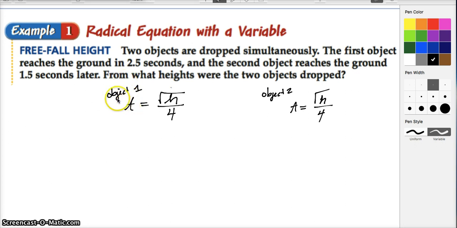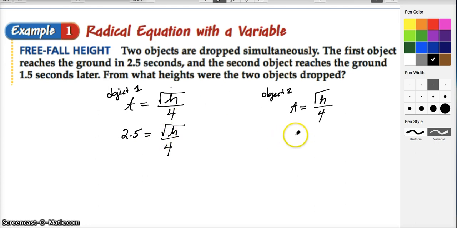The first object, let's call it object 1, was dropped and it took 2.5 seconds to reach the ground. By the way, h will be in feet given this equation. So the first object took 2.5 seconds to reach the ground, so we'll put a 2.5 here, and we can now solve this radical equation to figure out what the original height was.